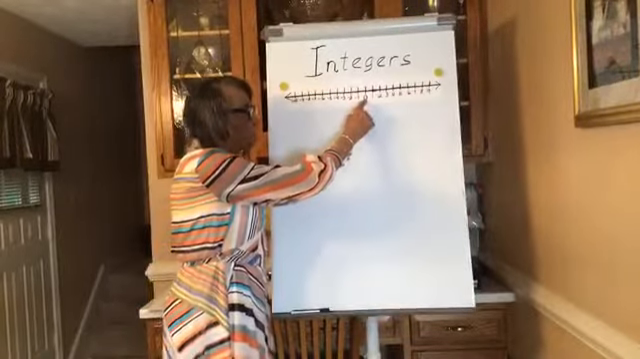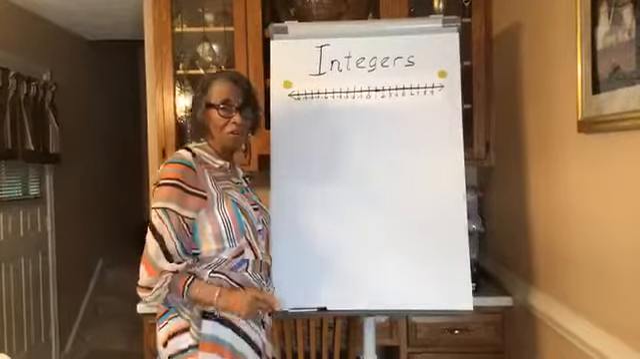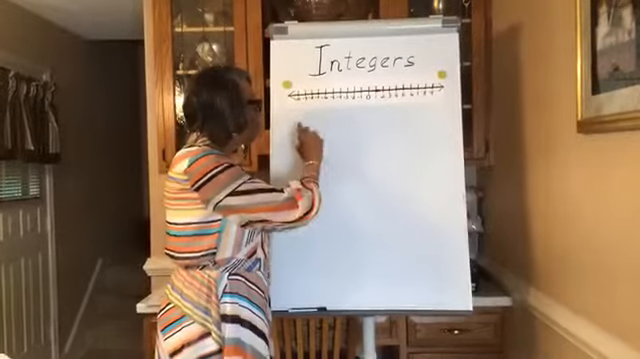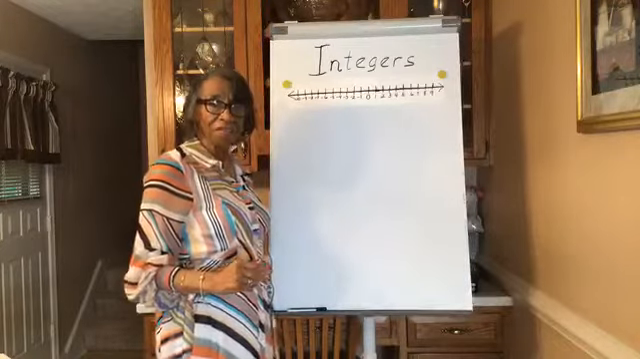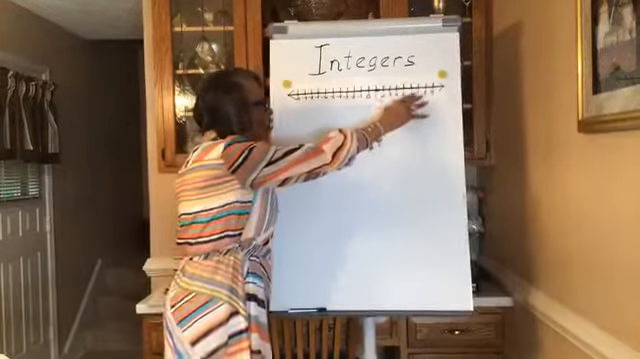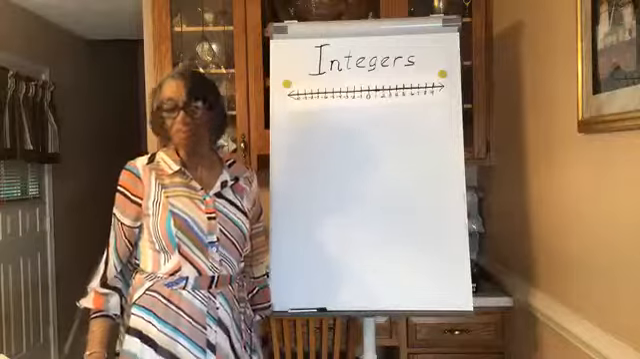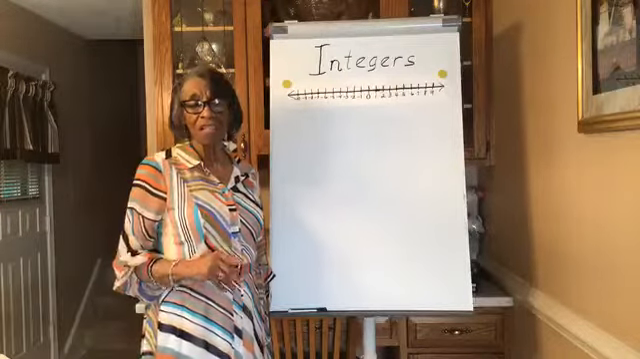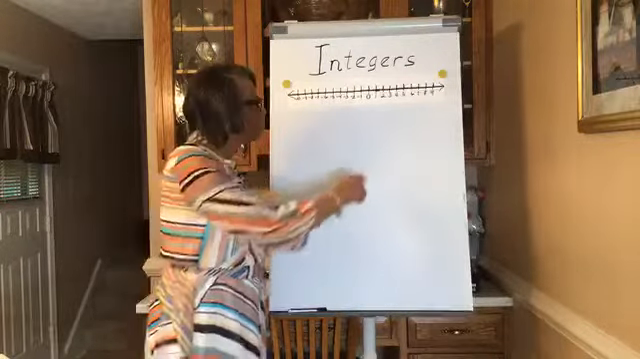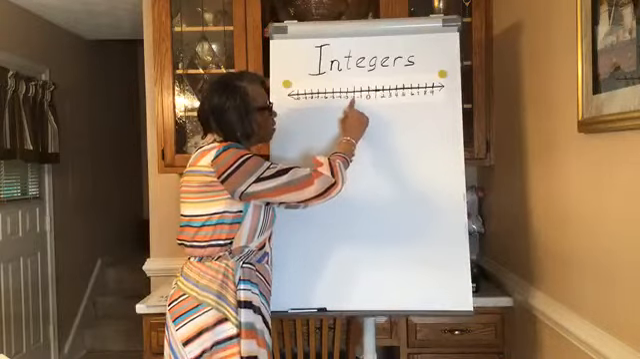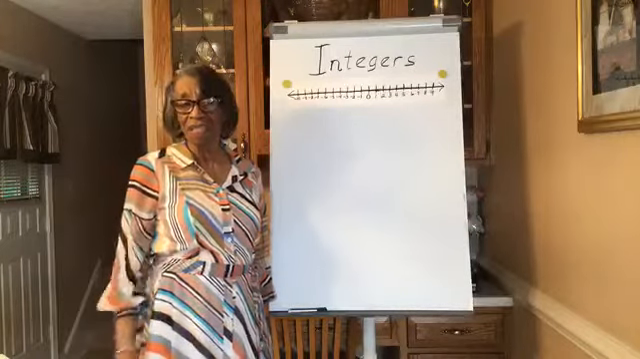When we use this number line, we always start at what point? The zero. When we're going in a positive direction, we go from left to right. When we're going in a negative direction, we go from right to left. I'm going to ask you some questions. What integer is the opposite of 2? And that's easy. The opposite of 2 is negative 2. They are opposites.